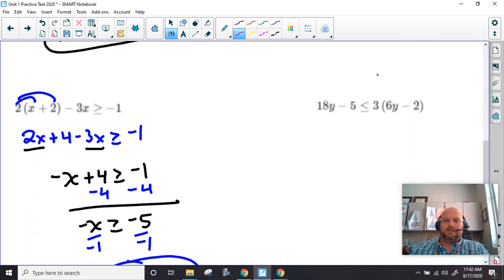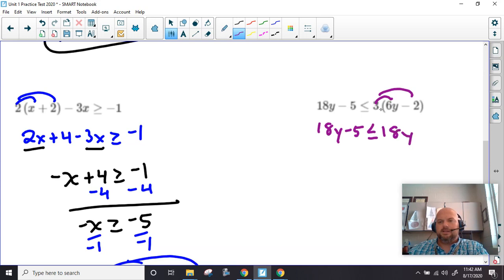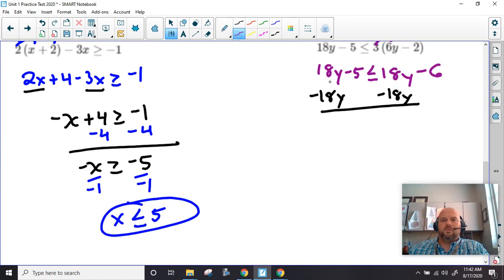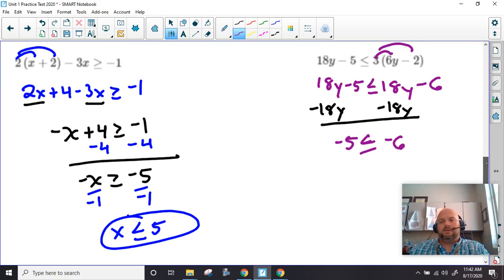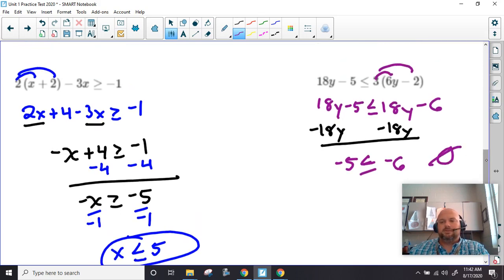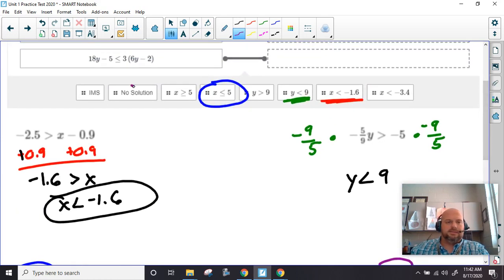Now, this last one. Distribute, distribute. So we have 18y minus 5 less than or equal to 18y minus 6. When we move one of the 18y's, it doesn't matter which one because they're both the same. We end up with negative 5 is less than or equal to negative 6. Negative 5 is not less than or equal to negative 6. Negative 5 is actually greater than negative 6. So this is no solution. And that's this one here.